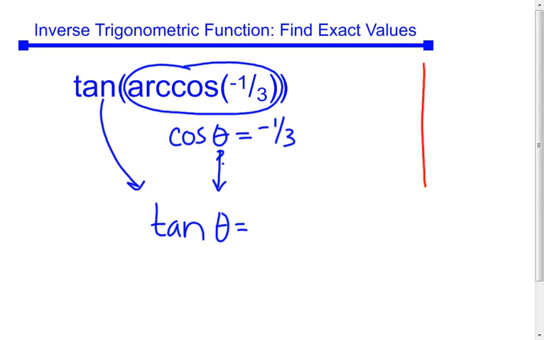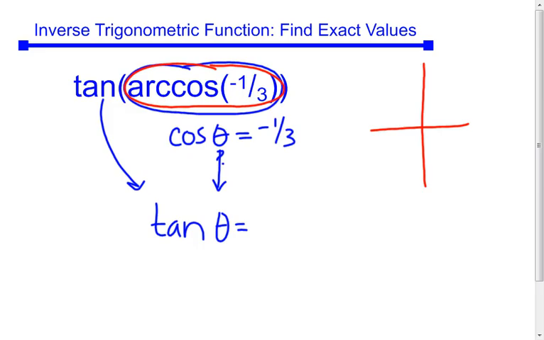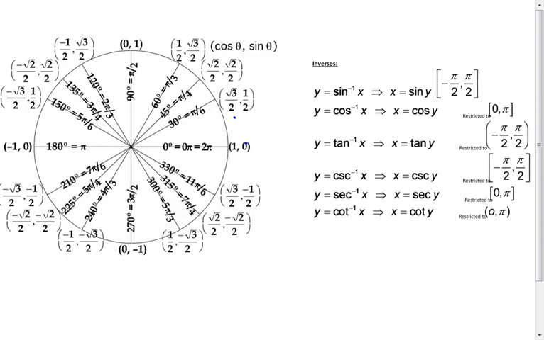So now, first of all, I need to worry about what quadrant I'm in. I am going to use cosine's restricted interval because that's where the arc is in front of cosine negative 1. Remember that arc is the same as inverse cosine, or cosine negative 1. Cosine is restricted to, if you look between 0 and pi, this area over here. In quadrant 1, cosine is positive, and in quadrant 2, cosine is negative. So I know for sure that I'm working in quadrant 2.